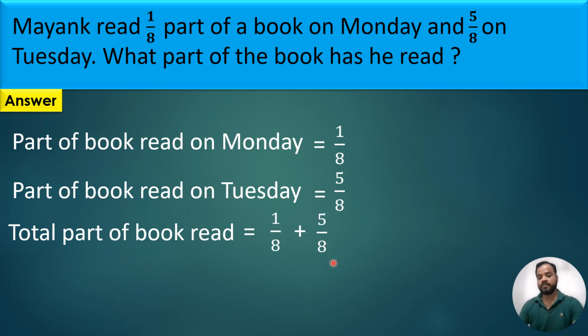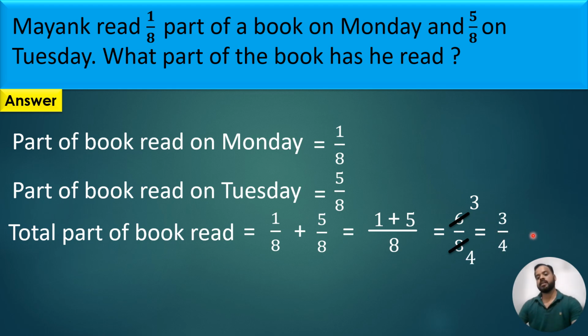Now look, these are like fractions because the denominator of this and this both are same, and that is 8. So when we calculate the sum, the denominator will be 8, and to get the numerator of the sum we add the numerator. So 1 plus 5. Okay, so it will be 6 by 8. So Mayank read 6 by 8 part of the book. We can cut it also. 2 times 3 is 6, 2 times 4 is 8. So the answer is 3 by 4.